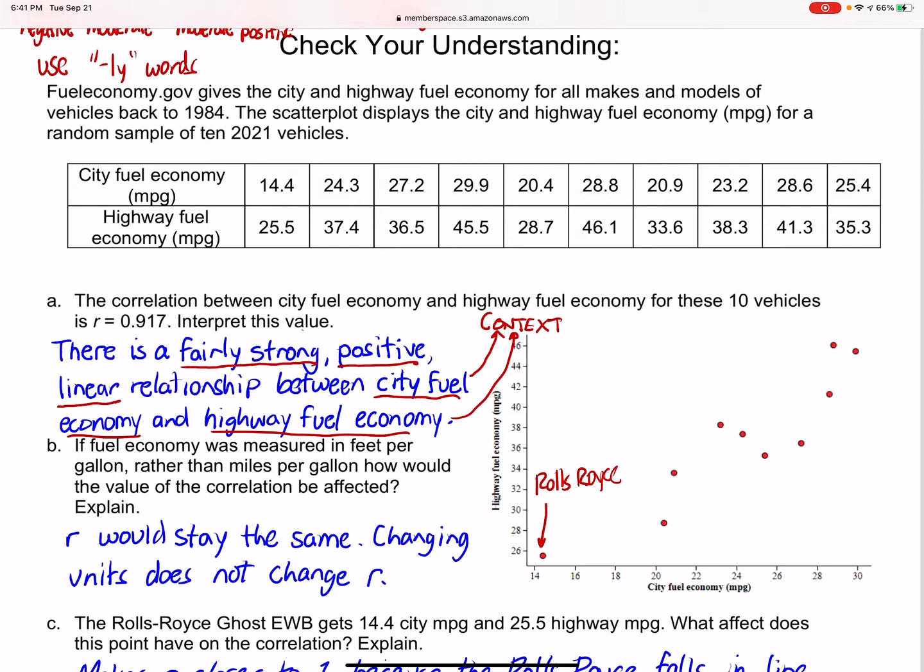Or the dots were already graphed, maybe, I'm not sure, but it says, write the correlation between city fuel economy and highway fuel economy for these 10 vehicles would be R = 0.917. Interpret what R = 0.917 means. So we notice from our dots that there is a fairly strong, positive, linear relationship here between city fuel and highway fuel economy. So notice I plugged in the strength, direction, and form. I also plugged in the X and the Y labels, city fuel and highway fuel.